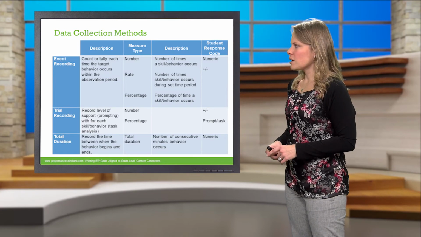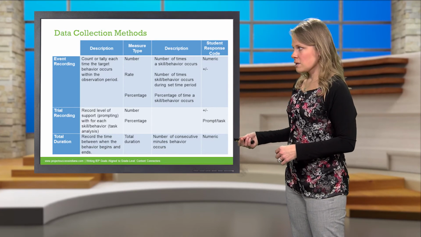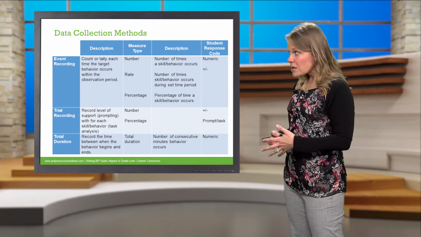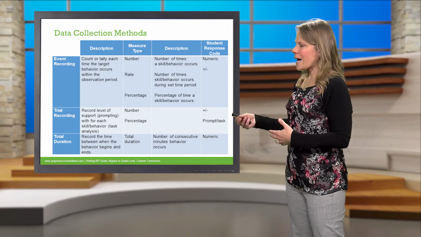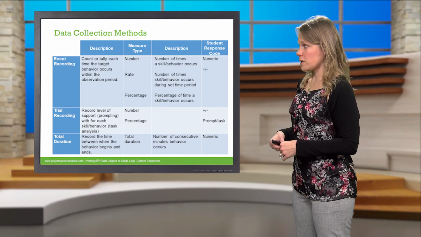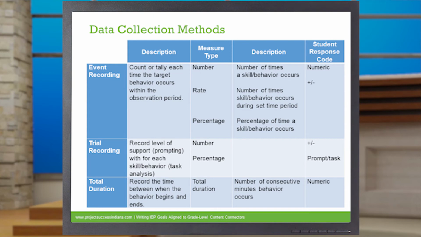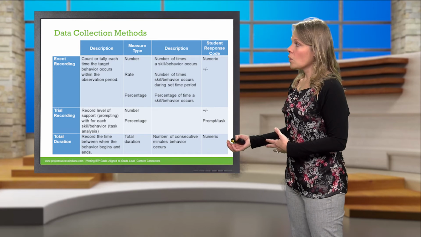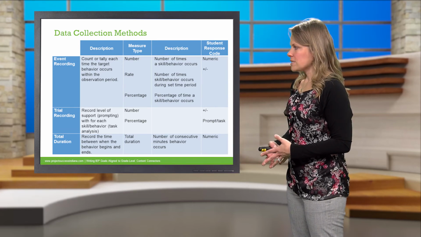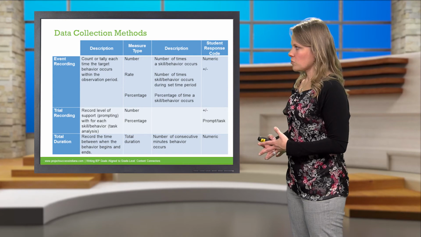This is a nice chart that describes some different data collection methods, what they are, what they might be measuring or using to measure, and then what kind of code you might be using to record student responses. So the 3 main ones that we see frequently would be event recording, so literally recording when an event happens, that is the skill or behavior you're targeting. You're going to be counting or tallying each time that occurs. That might be a number of events that you're recording. It might be a rate at which the events are occurring, or again, a percentage of time that it's happening. And that's either going to come out as a number, or it may be sort of a plus or minus rate. It's happening at this rate or a negative rate or so forth.